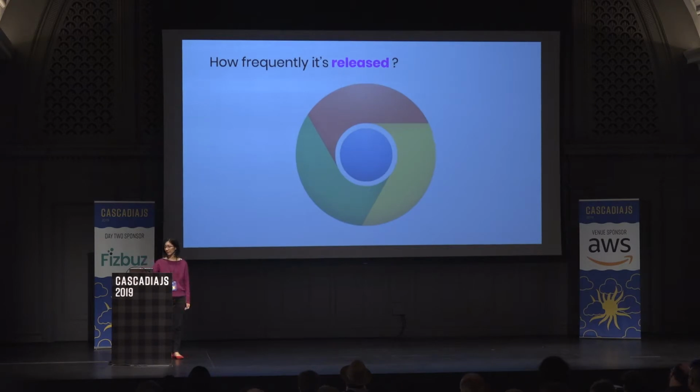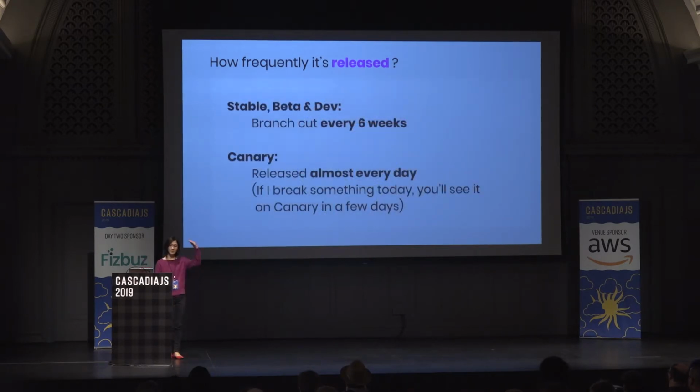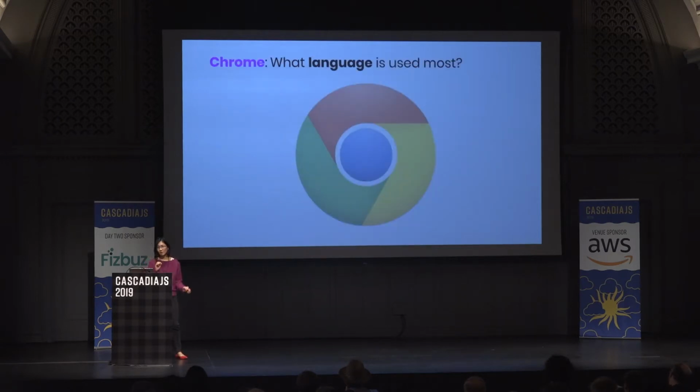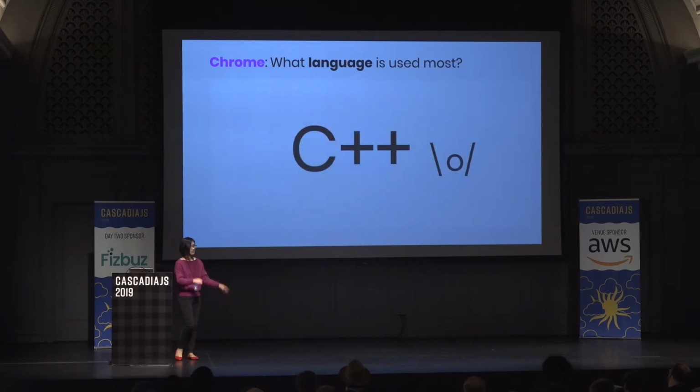So how frequently is it released? There are 2 types of channels. Stable Chrome, you might already know this, is basically branched every 6 weeks. There's another channel called Chrome Canary. This one's a bit special, and it's released almost every day. So if I break something today, and you are using Chrome Canary, then you will see the breakage in a few days. So what programming language is used most? C++. I hope people are not running away.